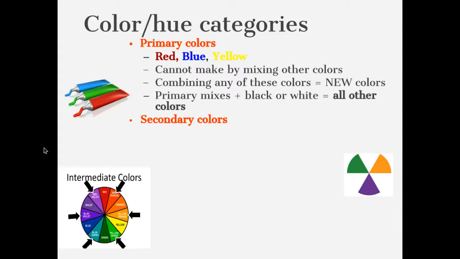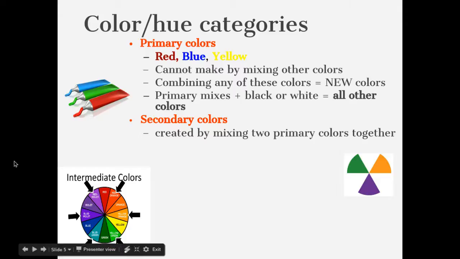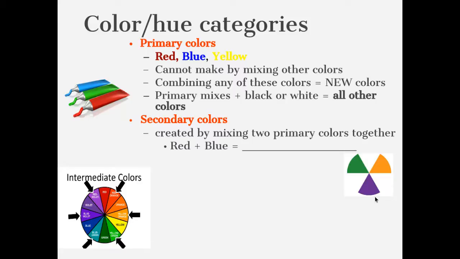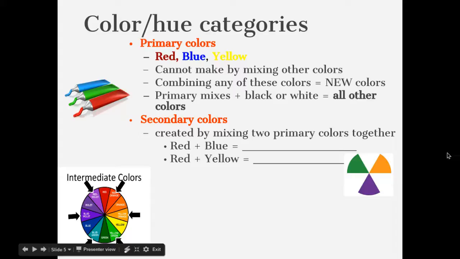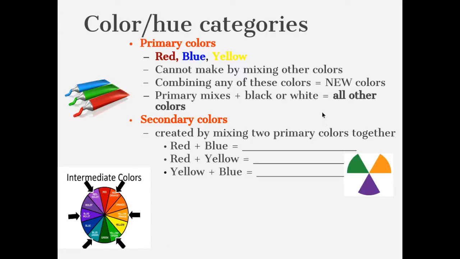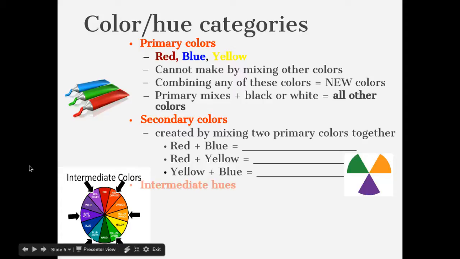You have what is known as secondary colors. Secondary colors are created by mixing two primaries together. For example, when you put red and blue together, you get purple. If you mix red and yellow together, you get orange. And if you mix yellow and blue together, you'll get green. So your primary colors create your secondary colors. So you take two of those colors and mix them.